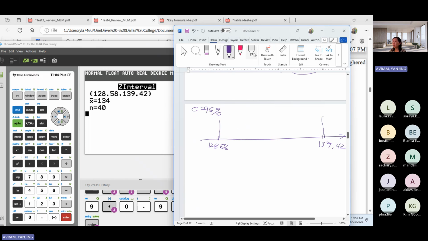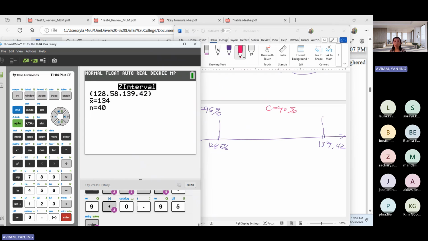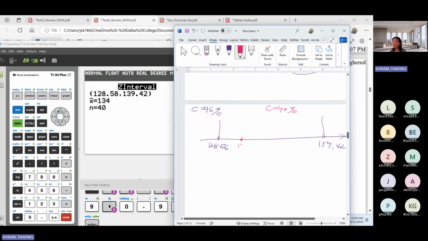Let's see what our 90% confidence interval was earlier: 129 something to 138. What does that mean? If your interval is getting smaller, your confidence is also smaller. If my interval is really big, I have a higher confidence.